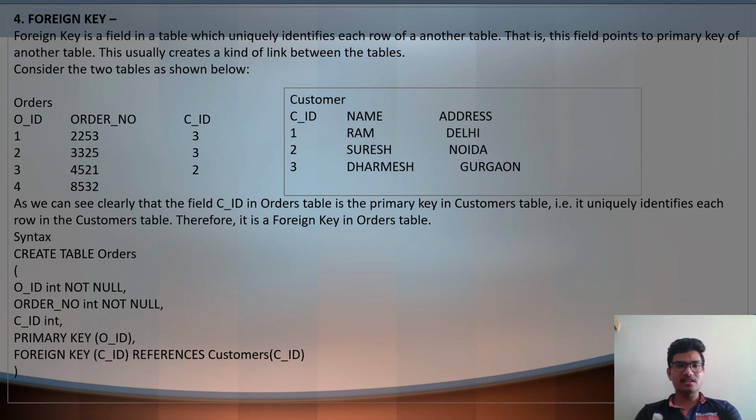As you can see clearly, the customer ID field in the order table is the primary key in the customer table. That is, it uniquely identifies each row in the customer table. Therefore, it's a foreign key in the order table. Here is the syntax given. Create table orders, order ID int not null, order number int not null, customer ID int, primary key of order ID, foreign key of customer ID references customers of customer ID.